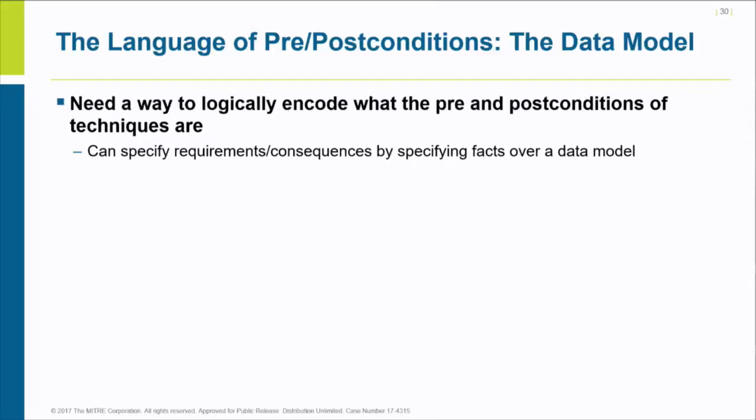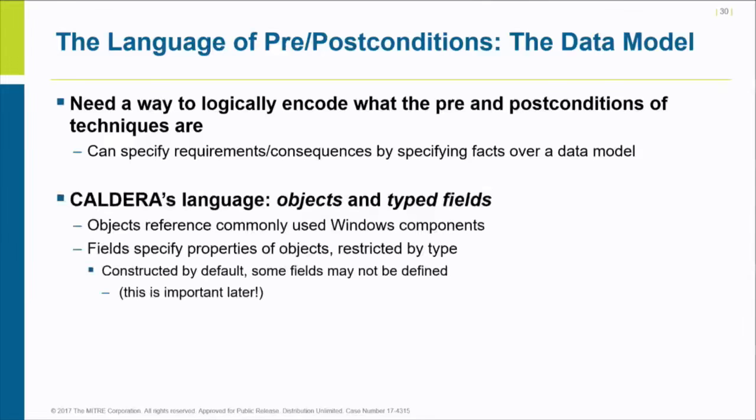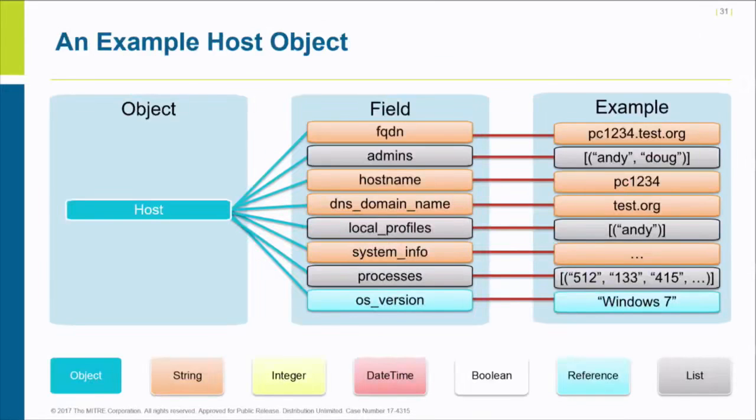So the next thing we need with Caldera is a data model to talk about the preconditions and postconditions. It's easy for me to verbalize them and say, I need this and I need that, but we need a way for Caldera to do this all automatically. So Caldera's language basically has objects and type fields, where the objects reference common Windows things, as well as other things that are more useful for the adversary. I'll give a couple examples of that. And then the other thing is that fields specify the properties of the objects, and then we restrict that by type. And again, I think it's better to walk through with an example.